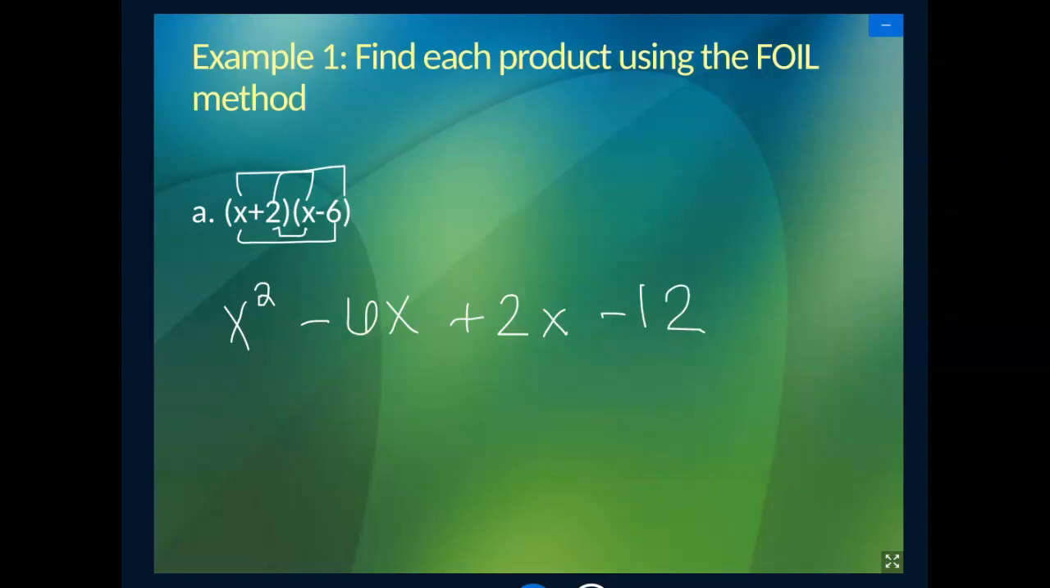Before we're done, we have to combine like terms. So you're going to group those two terms in the middle together because they both have a variable x. So you get x squared minus 4x minus 12.